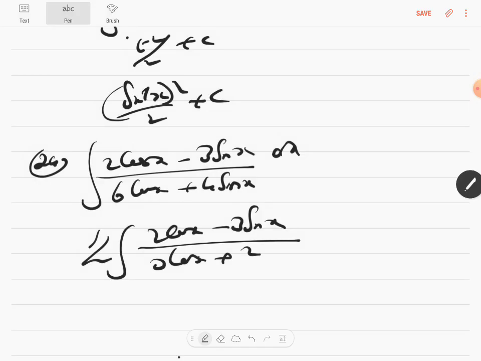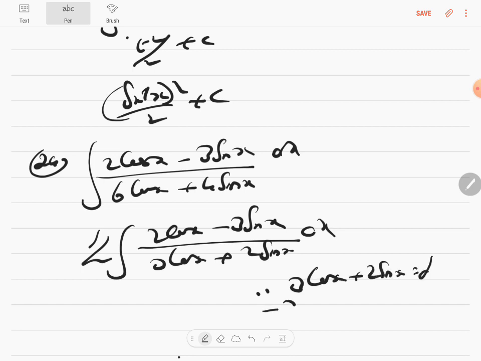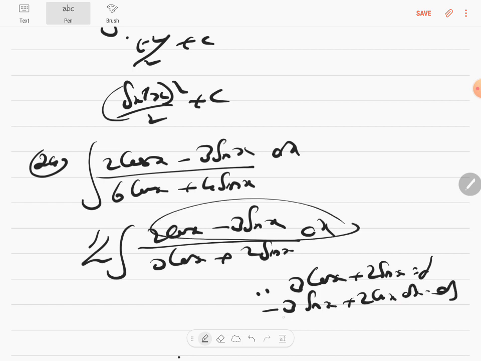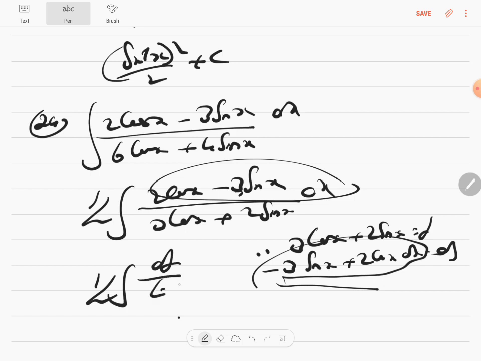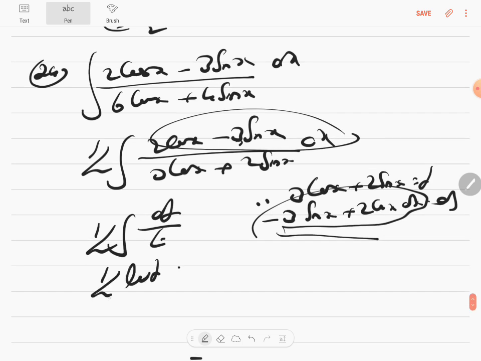Just by looking, if you put the denominator's derivative as dt, the numerator becomes dt, see. Taking 3 cos x plus 2 sin x as t, minus 3 sin x plus 2 cos x into dx becomes dt. It's all negatives, right? No, it's correct. The plus dt remains as it is, the minus 3x remains as it is. So 1 by 2 into there's no minus by t. So 1 by 2 into log t, which is 1 by 2 into log of mod of 3 cos x plus 2 sin x plus c.